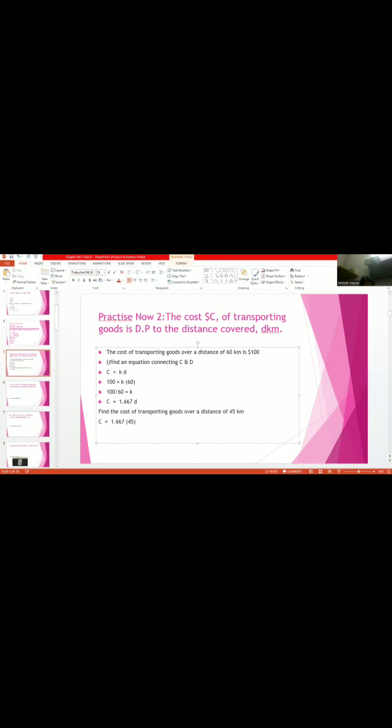1.667 multiplied by 45 gives 70.5015. Rounding off, it is almost 75, because 0.01 is negligible and there's no need to write it here. So when the distance is 45 kilometers, the cost is equal to $75. We also put the dollar symbol here. Okay, so that's the second part of this.